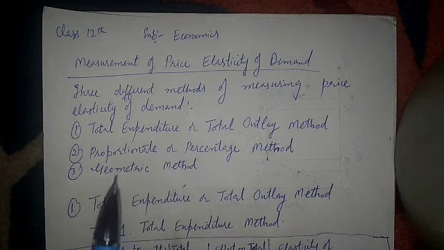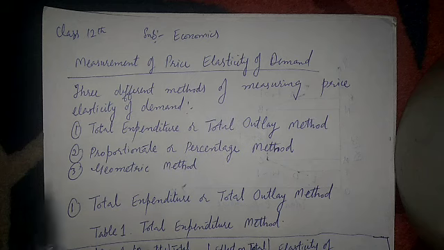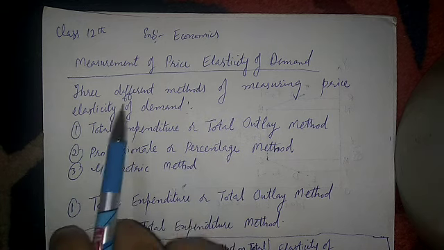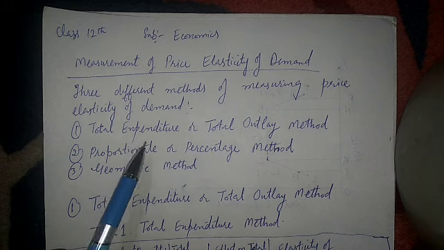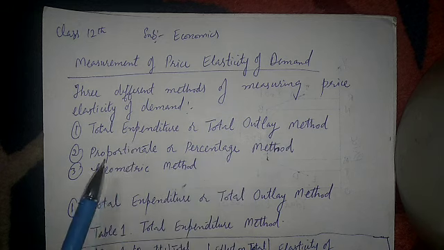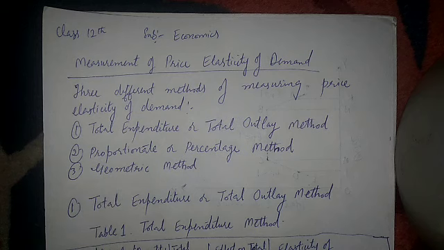You know that price elastic demand is defined as the percentage change in the quantity demanded of a commodity divided by the percentage change in price of that commodity. Now, there are three different methods of measuring price elastic demand. Number one is the total expenditure or total outlay method. Number two is the proportionate or percentage method. Number three is the geometric method.